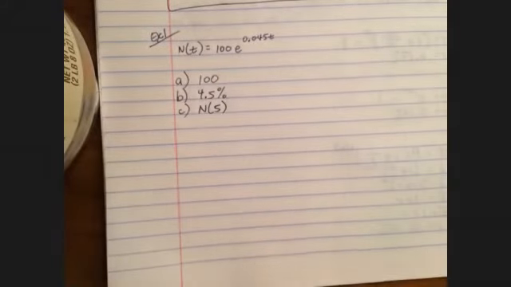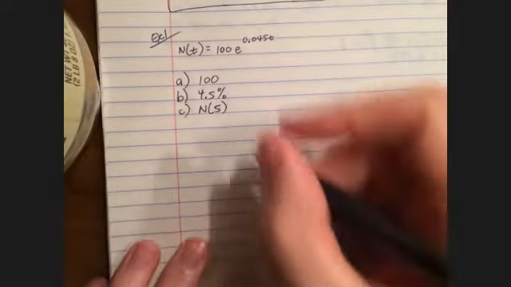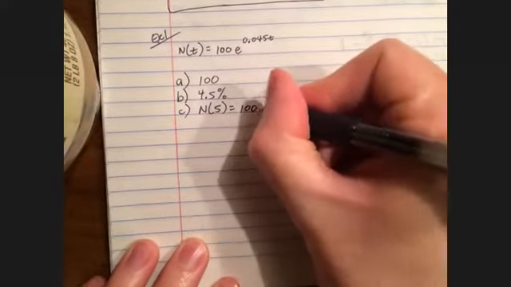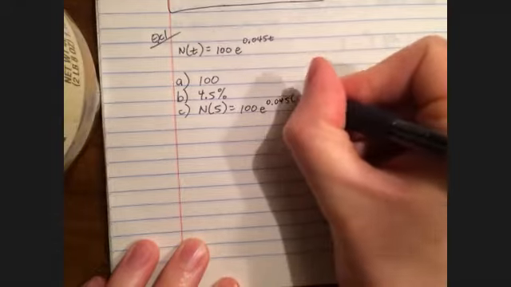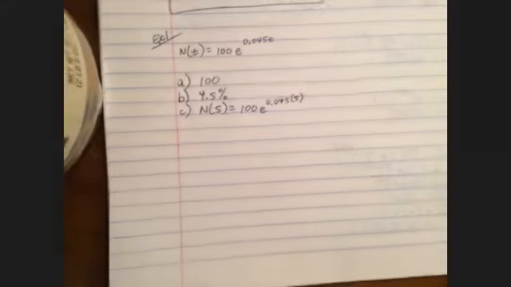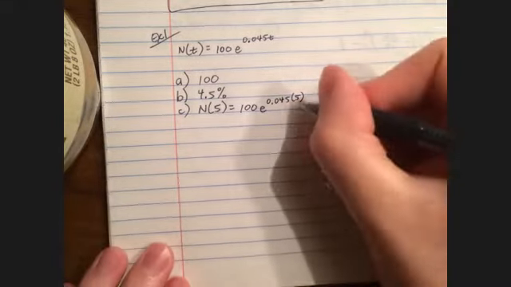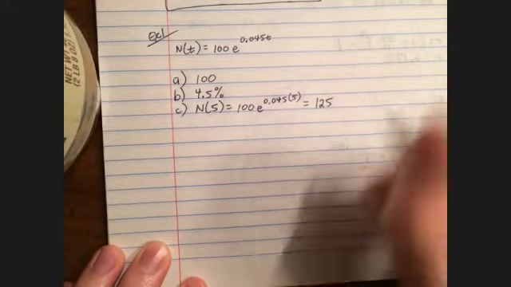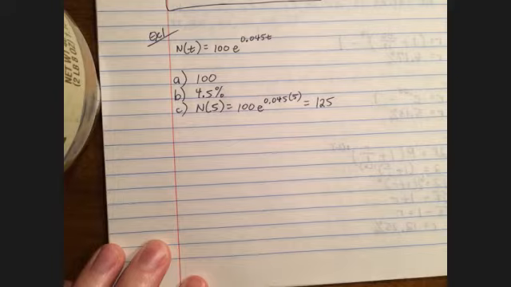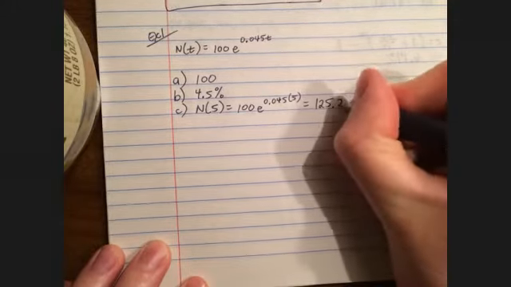All right, part C. What is the population after 5 days? So we're looking for N of 5, and we know that N of 5 would be 100 e to the 0.045 times 5. So that population would be 125. We'll just say 0.232, just to go back to 3 decimal places again.